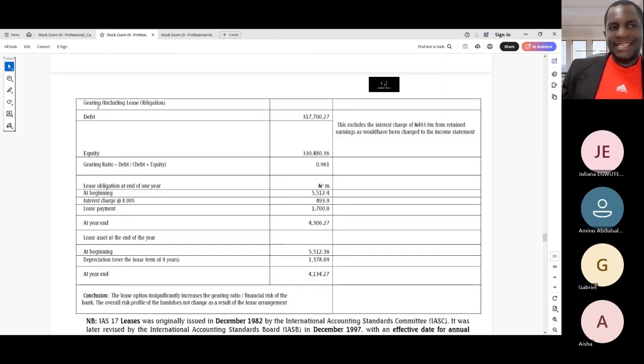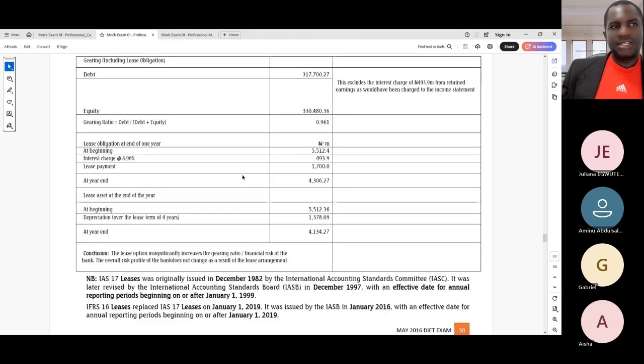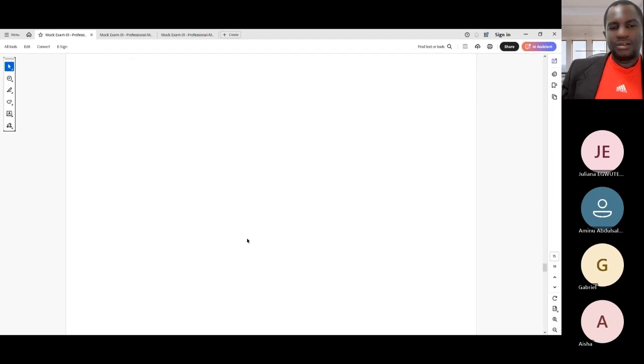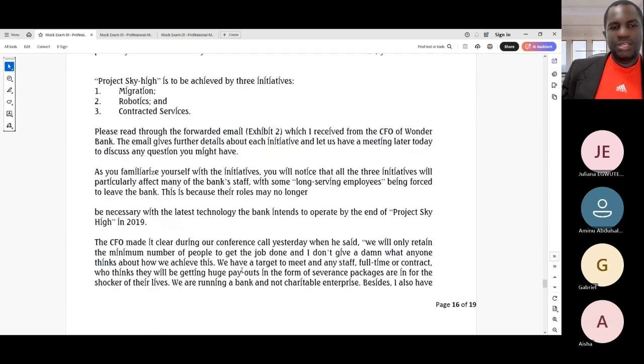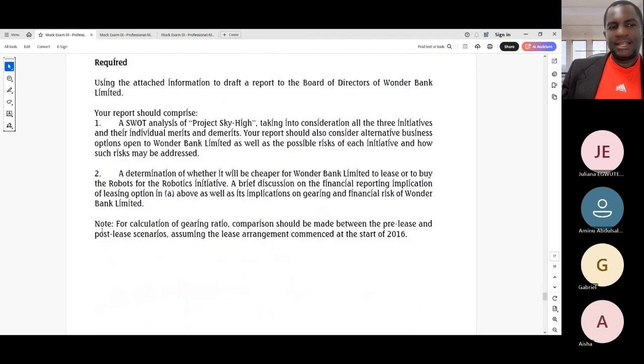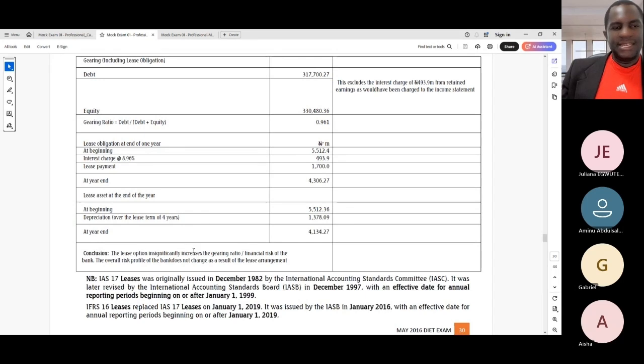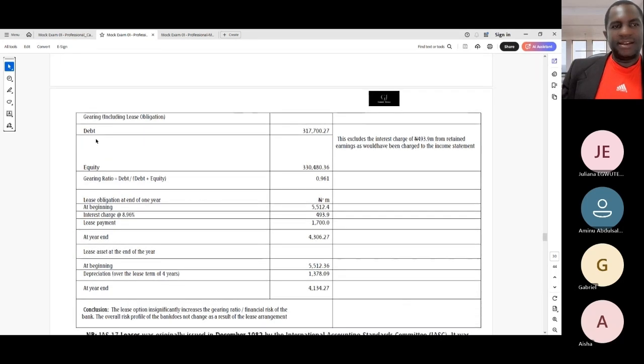Then finally, the gearing, including lease obligation. So this gearing is what the examiner said you should do, and he spoke to a note in that. He said, note, for calculation of gearing, comparison should be made between the pre-lease and post-lease scenario, assuming the lease arrangement commencement as at the start of 2016. So this is the lease. This is the gearing, including the lease obligation.